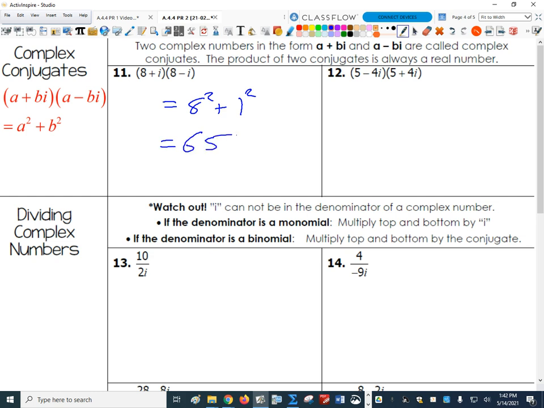How about this one? Nobody say it out loud, but everybody just try to do that one in their head. What's the product of those complex conjugates? What did you get? Did you get an answer, Elijah? For number 12. Wait, I'm confused. Shouldn't it be 63? Because if the i is going to turn into a negative.